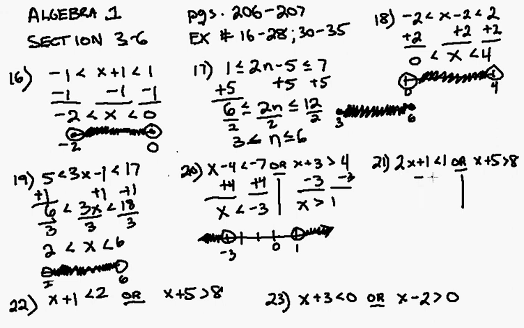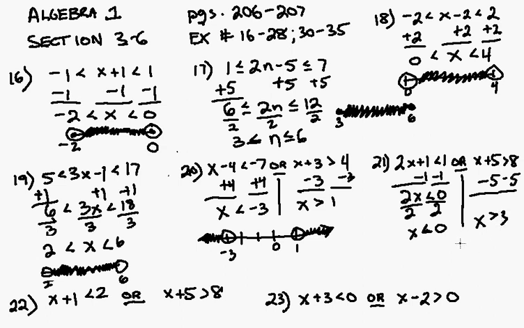Okay, 21. This is another OR. So I'm going to subtract 1 from both sides of this inequality. So now I have 2x less than 0. Then I divide both sides by 2. And x is still less than 0 because 0 divided by 2 is 0. Okay? Here I simply subtract 5 from both sides of this inequality. And I get x greater than 3.